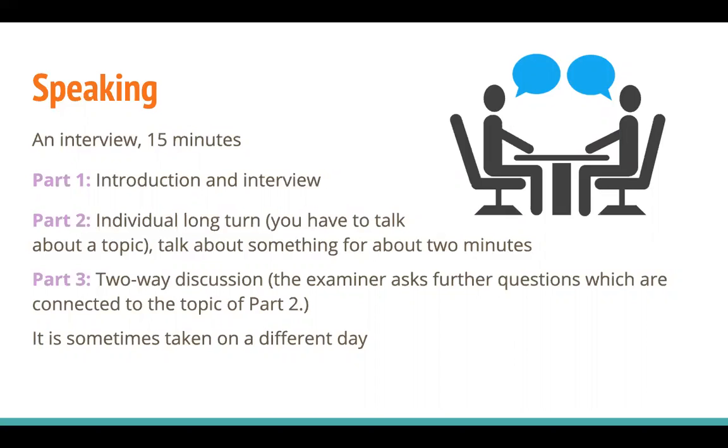It can be taken on a different day. So usually like the day before, if your exam is on Saturday, it could be done on a Friday. That was usually the case for paper-based. On computer-based, it's usually done on the same day.